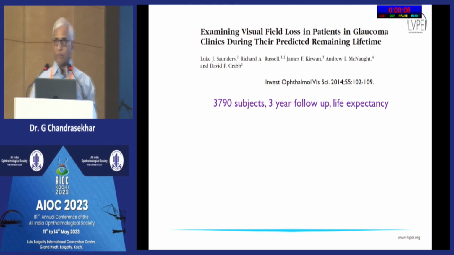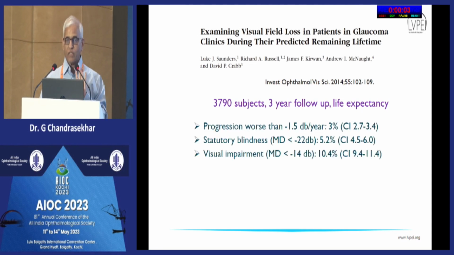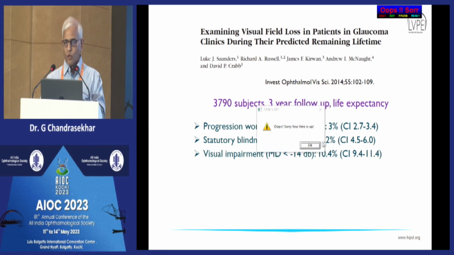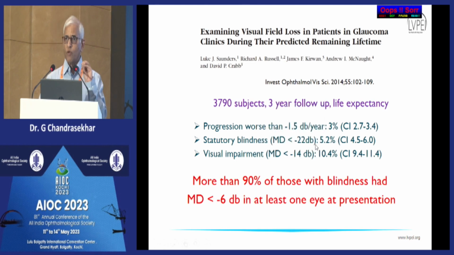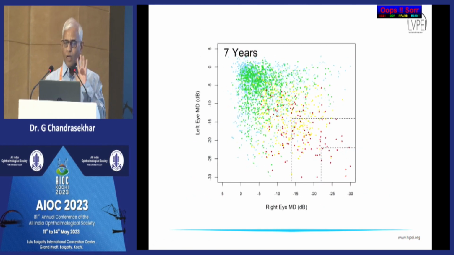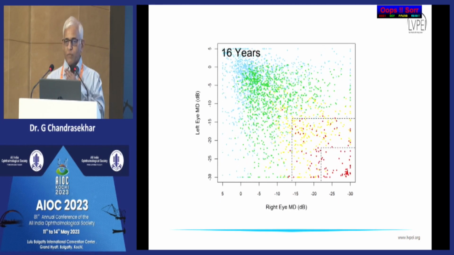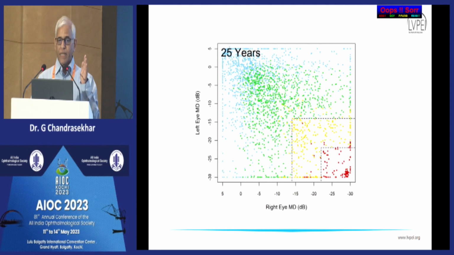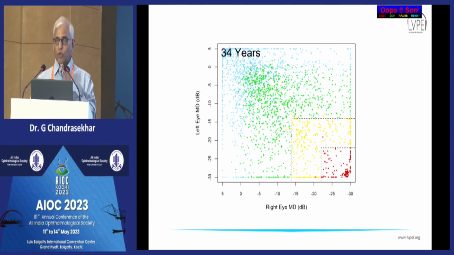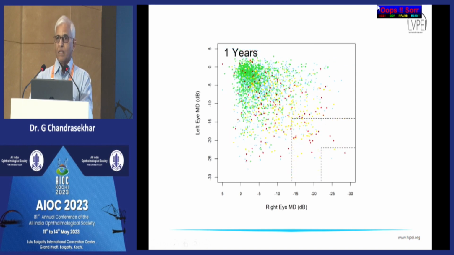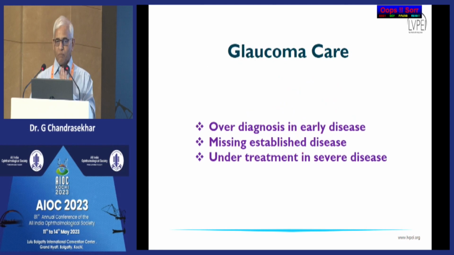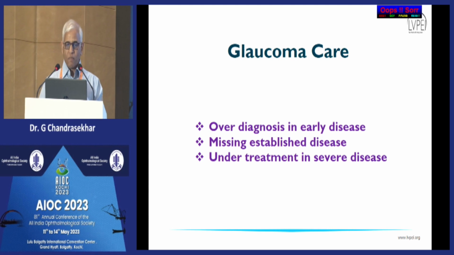We worry about the blindness in glaucoma without realizing the natural history of the disease. What this study showed is that the progression to blindness is very small if you look at the natural course of the disease. All diagnosed as glaucoma, extrapolated progression, there are a significant number that actually improve, a significant number that progress but do not go visually handicapped, and a very small number go to handicap and blindness. That is what we need to differentiate when we deal with a patient. Overdiagnosis in the early disease, missing the established disease, and under treatment in severe disease are the ones that we need to be careful about.